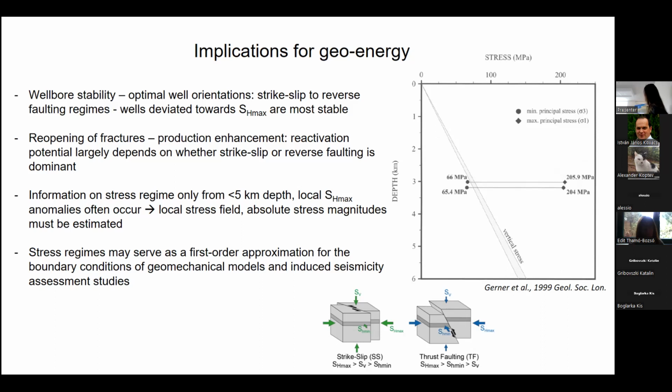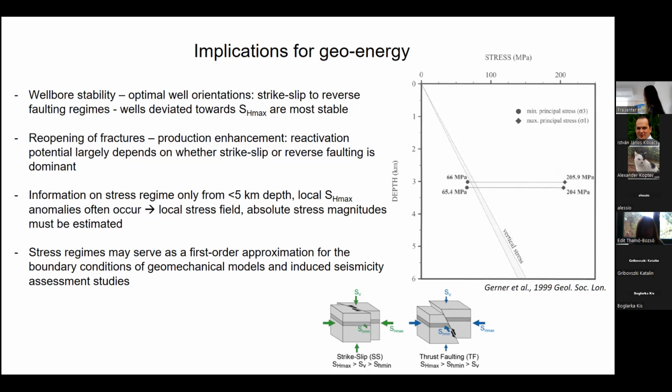On the right, we can see a depth profile with measurements of the principal stresses. And you can see that the minimal principal stress and the vertical stress are very close to each other. So it's really hard, there's a smooth transition between strike-slip to reverse faulting regime. That's why it's really important to assess the natural state of stress locally in case of geo-energy applications.